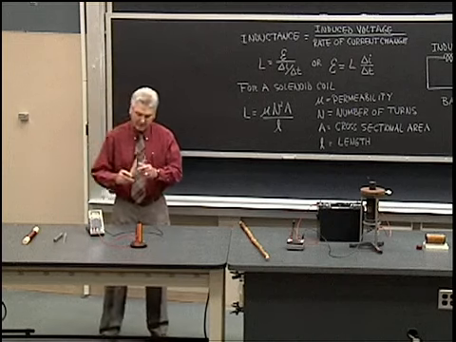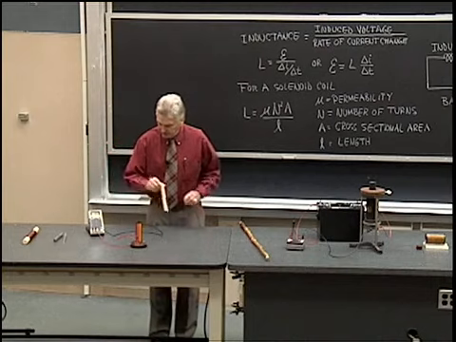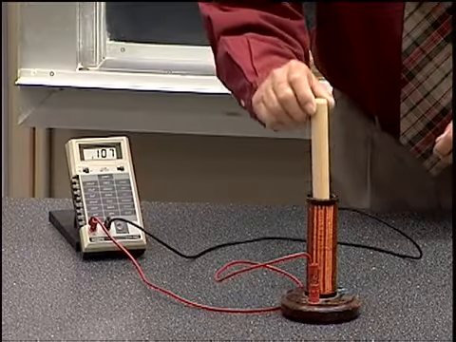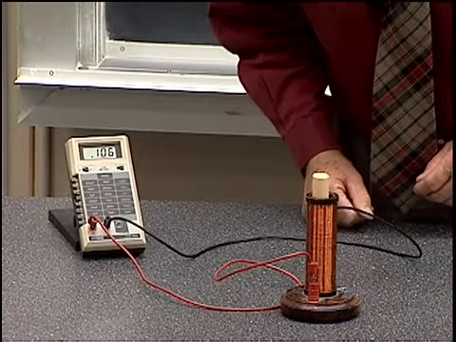Let me put a piece of wood in there and see if that changes the inductance. And it looks like the inductance is staying essentially the same for wood. So wood has the same permeability constant as does air. Plastic, essentially the same. So plastic and wood have the same constant.